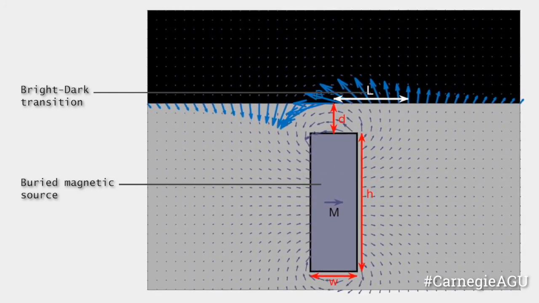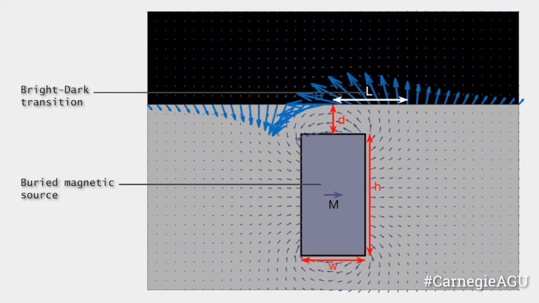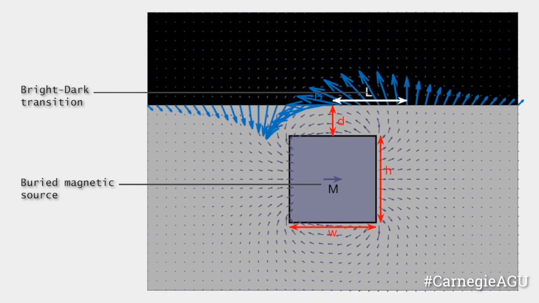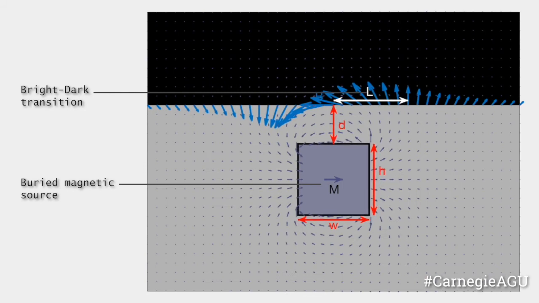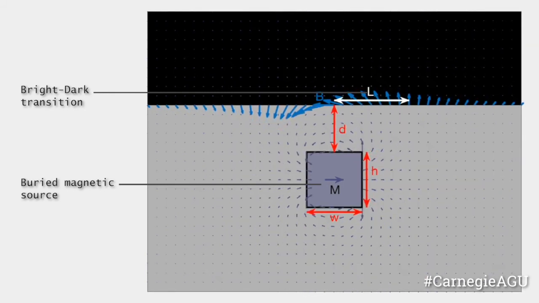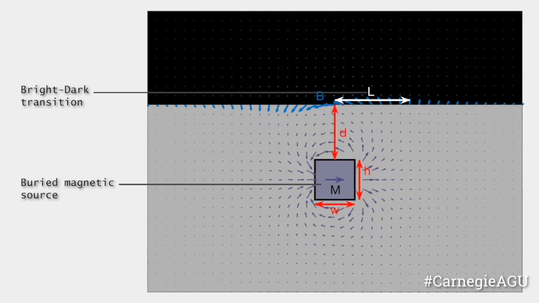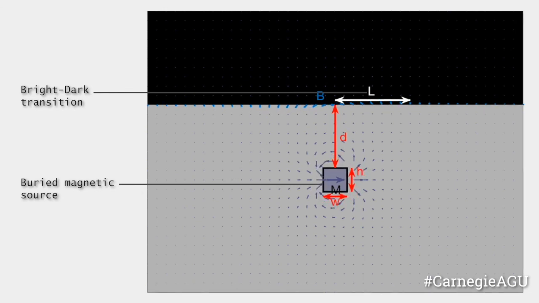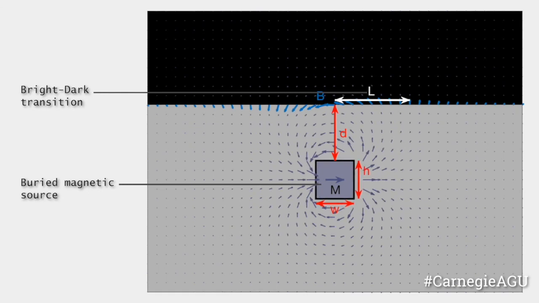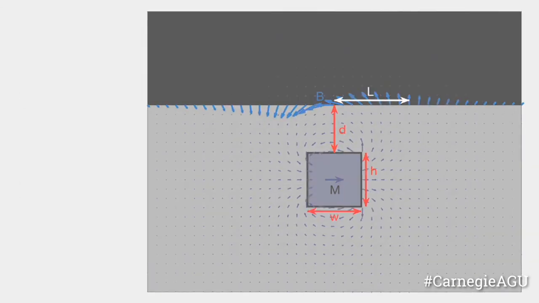By far the most important factor is the depth. Now part of that's obvious because as the source gets further away from the surface, the resulting surface field strength is going to be weakened. But what's less obvious is that in order to preserve that bright to dark transition length scale, the source, as it becomes more deeply buried, has to become increasingly compact.